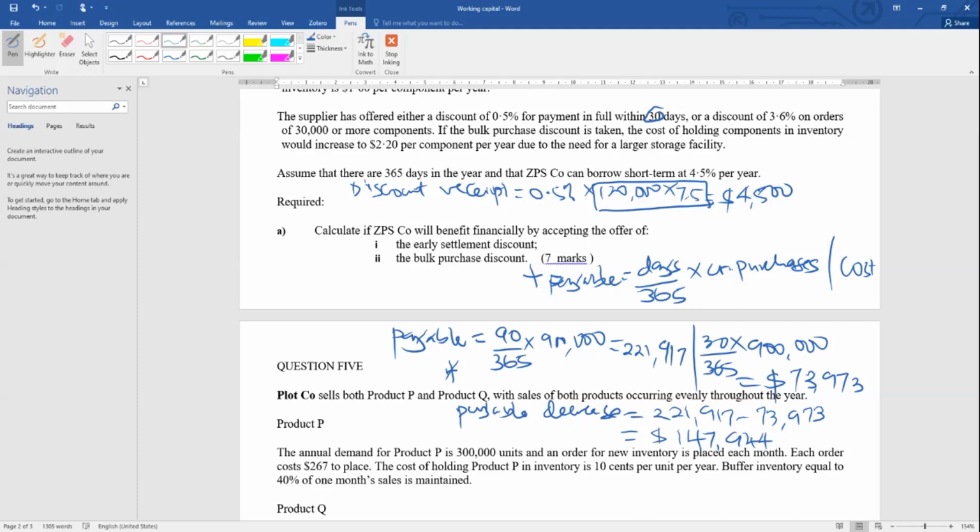The supplier is going to give you money, 221,000. If you accept the offer, the amount they are giving you decreases to 73. So the company has to go back to where it was before. You need to look for someone to finance you for the deficiency of 147,000. Who is going to finance you for this deficiency? Answer the question.